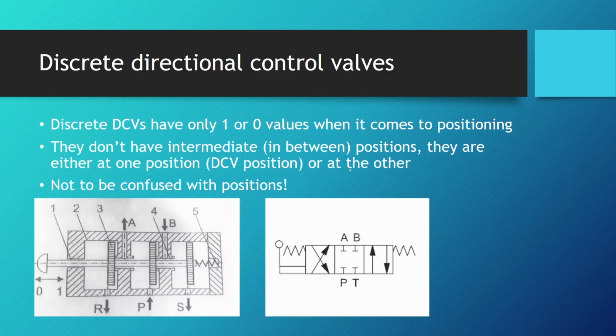So discrete DCVs have only two values, as we saw from the first examples. Either we have flow in the direction or we don't have the flow in the direction, and they don't have intermediate or in-between positions. They are either at one position or at the other. Although they have two states, either 1 or 0, this shouldn't be confused with the positions in which the DCV can be. So this DCV is discrete, but it actually has 3 positions. Discrete meaning there is flow or there isn't flow through the port.